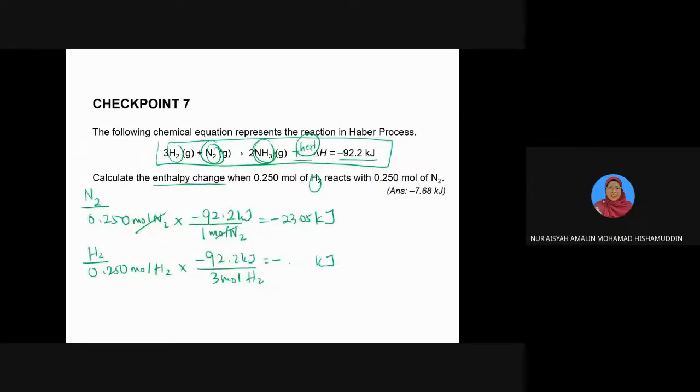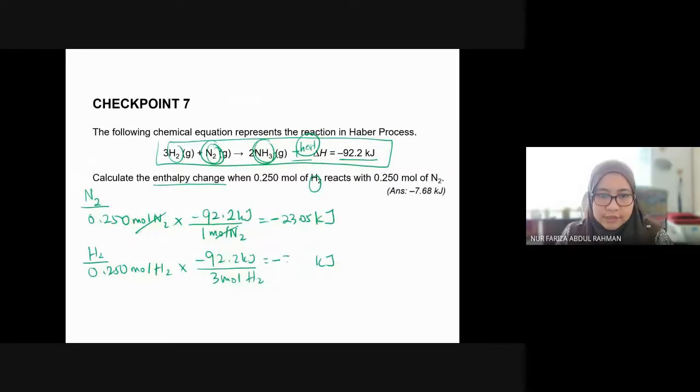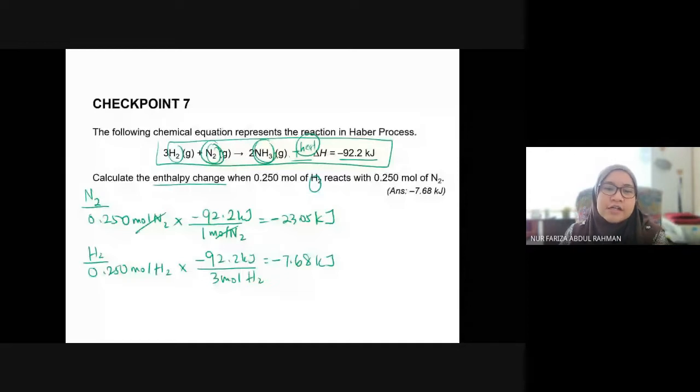Negative 7.68, 7.68 kilojoule. Okay, alright. So for classes S13 and S14, I used NH3. For your class, I used heat. But we should get the same limiting reactant. Okay, so then we can compare which of these two produce the least amount of heat.